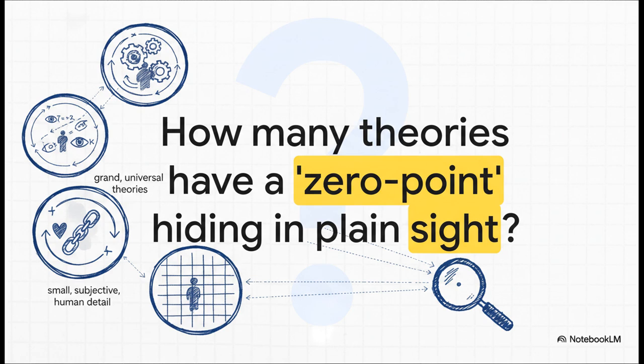And that just leaves you with this one final thought, doesn't it? Our world is built on all these grand universal theories. You see it in economics, in politics, in science. And it just makes you wonder, how many of them have a similar blind spot? A small, subjective human detail that they noticed but never really accounted for, hiding right there in plain sight.